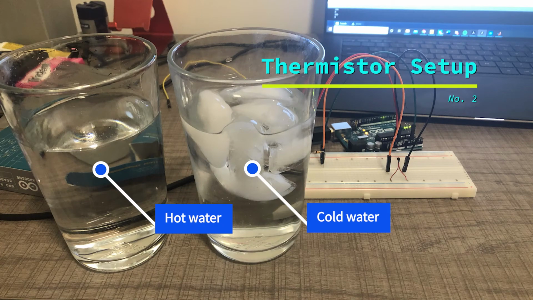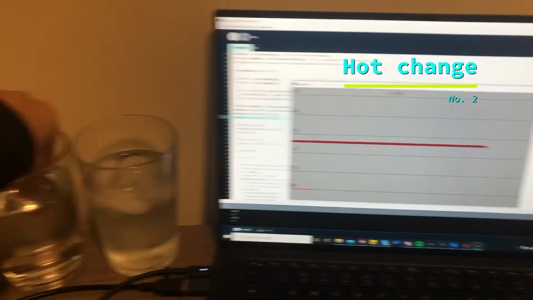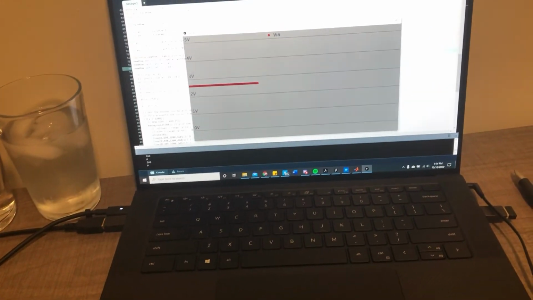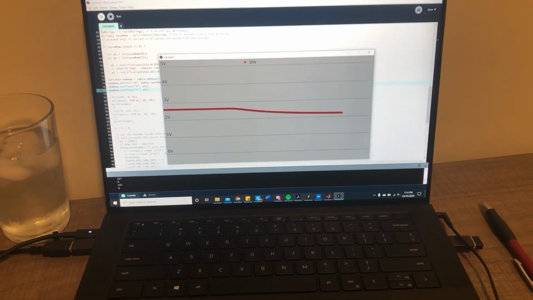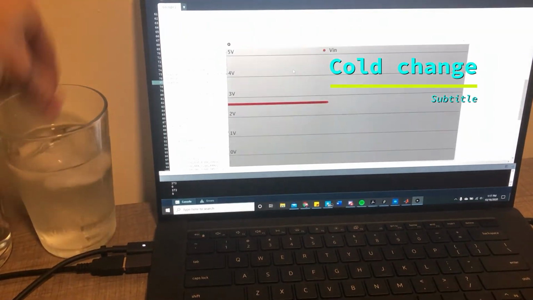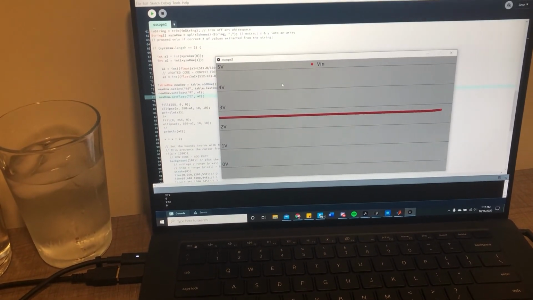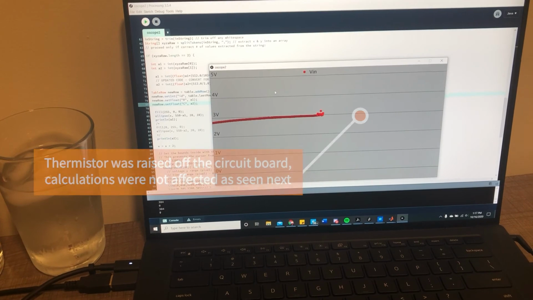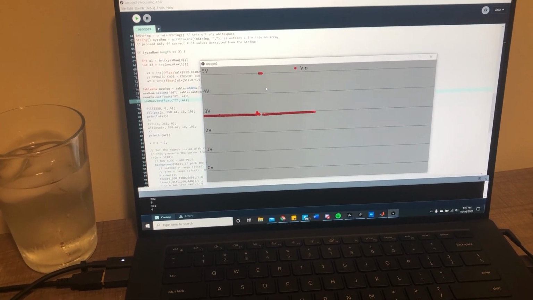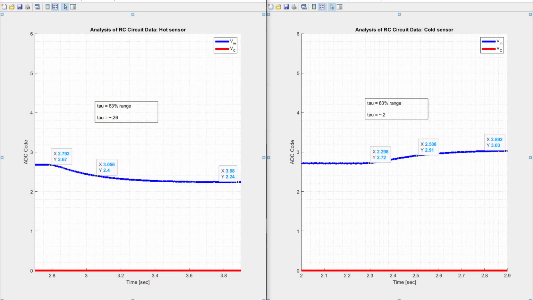For the voltage divider, I decided to use a 10 kilo ohm resistor because the datasheet says that at 25 degrees Celsius, the thermistor has a rough resistance of 10 kilo ohms, and voltage dividers have the greatest change when both resistors are equal. For the shape of the thermistor graph, I put it back into the MATLAB plot for the analysis, and you can see that the shape is consistent with step inputs for first order systems.